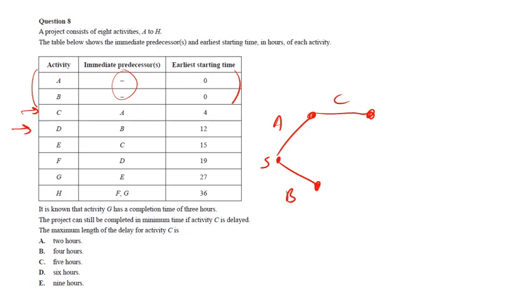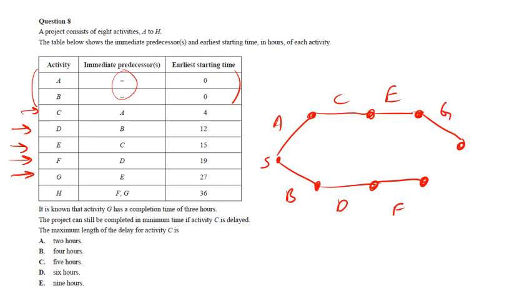Let's check D. What can we do with D? D is just before B, so we can put D here. Let's look at E. E only has C in front of it, so we can put E there. F only has D, so we're just extending this line out, F and D. We're getting towards the end, so G only has E, so I'm going to start bringing G down just because I know I'm nearing the end.